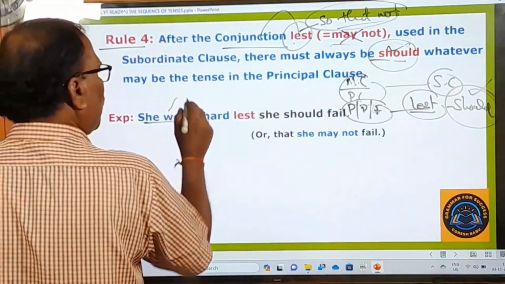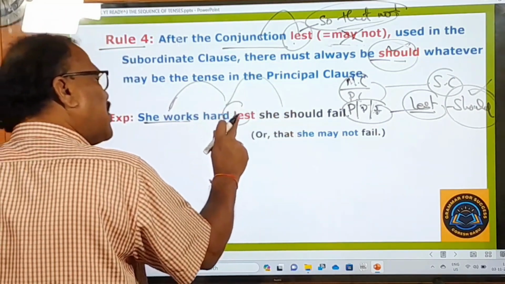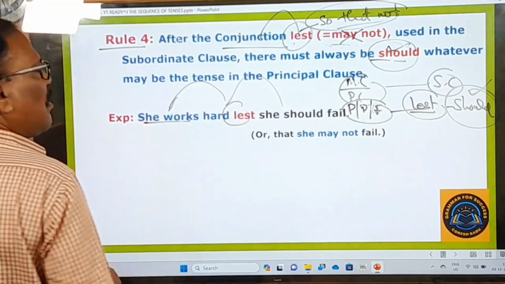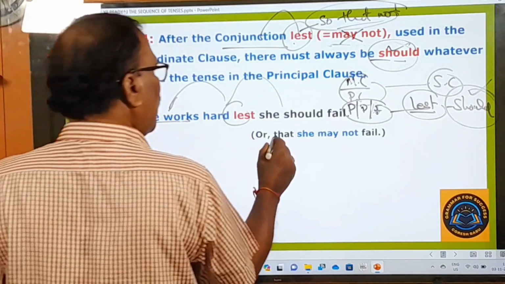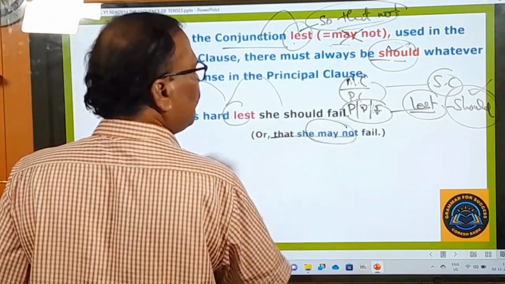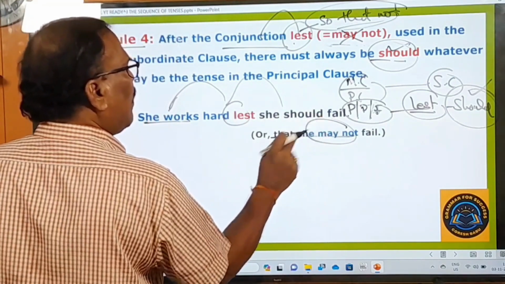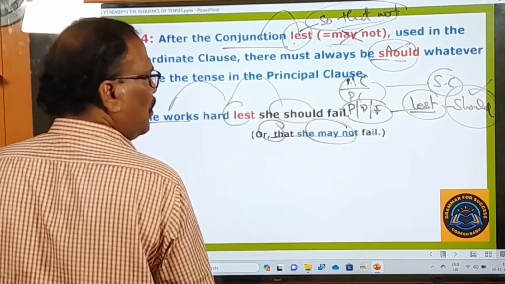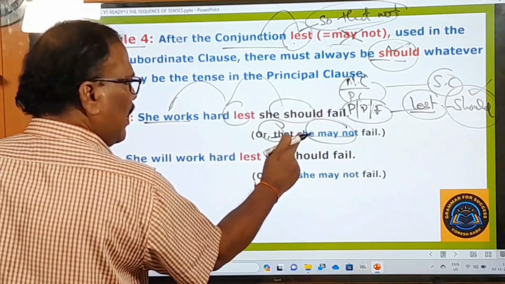She works hard. She was presented. After lest, she should fail. She works hard lest she should fail. She works hard, and that, in other words, she may not fail. The meaning of this is that she may not fail. But don't use this may not after lest, don't say lest she may not fail. Only with that you can use this, but with lest you should use only should. Okay, please keep that point. The meaning of this lest she should fail is given here, only that much.